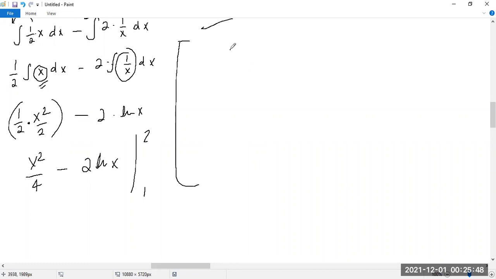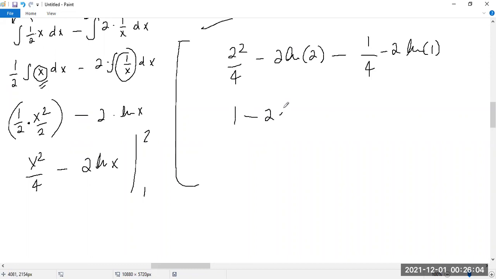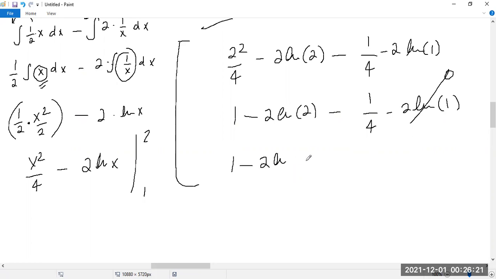So we'll say this is 2 squared over 4 minus 2 ln of 2, minus 1 squared over 4 minus 2 ln of 1. That is 1 minus 2 ln of 2 minus 1 over 4 minus 2 ln of 1. So ln of 1 is actually 0, as it turns out. So this is 1 minus 2 ln of 2 minus 1 over 4. Yeah, I think that makes sense.